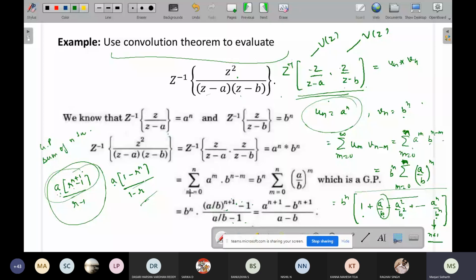Now in the next class we'll discuss one or two more convolution theorem examples. Then we'll discuss the basics of the difference equation. In your syllabus only the difference equation is left, like two convolution examples and how to solve a difference equation using the Z transform. Then your syllabus will be finished. So within one or two classes I'll finish your syllabus.